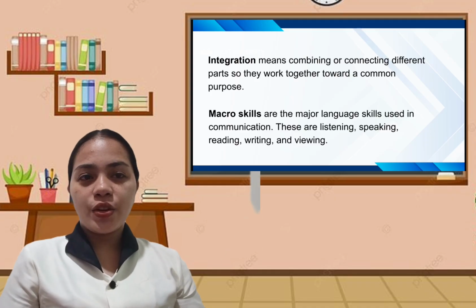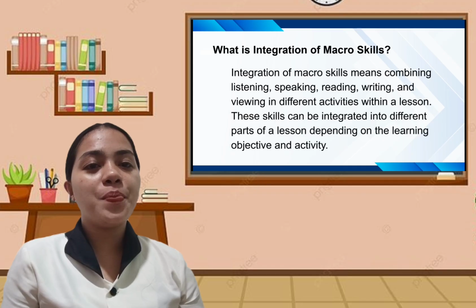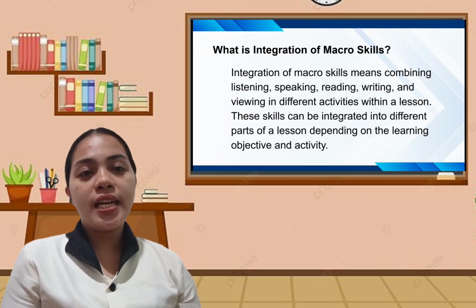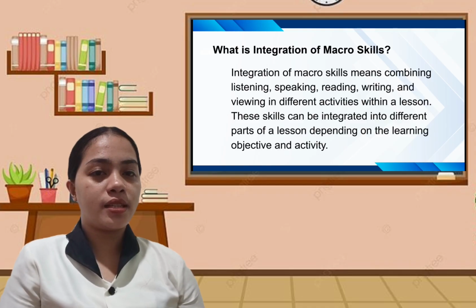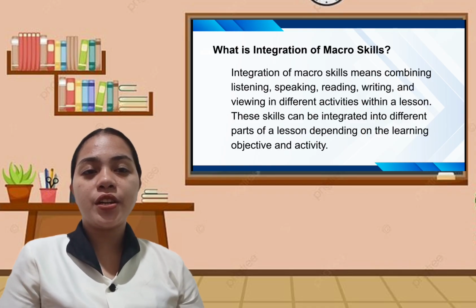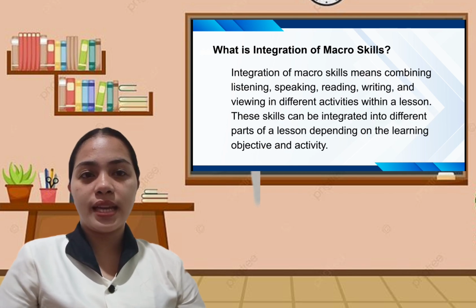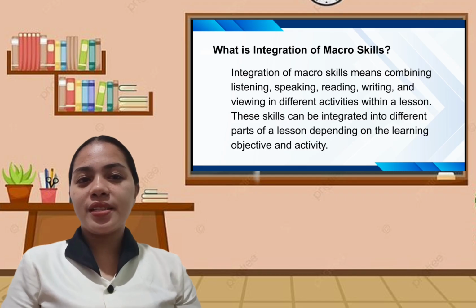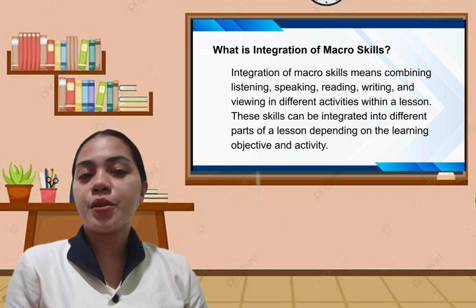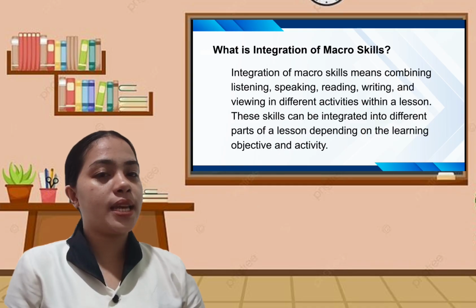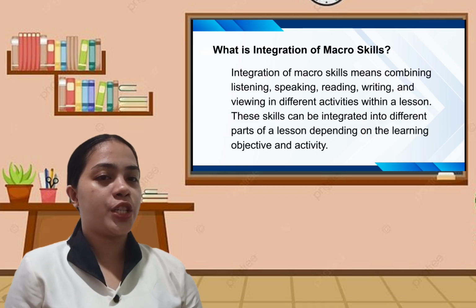So, what is integration of macro skills? Integration of macro skills means combining listening, speaking, reading, writing, and viewing in different activities within a lesson. These skills can be integrated into different parts of a lesson depending on the learning objectives and activity. This means that the five macro skills do not have to be taught separately. A single classroom activity can develop more than one skill. The skills we choose should depend on what we want our learners to achieve.